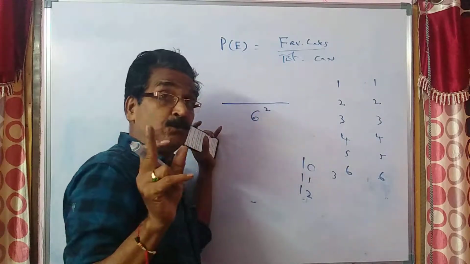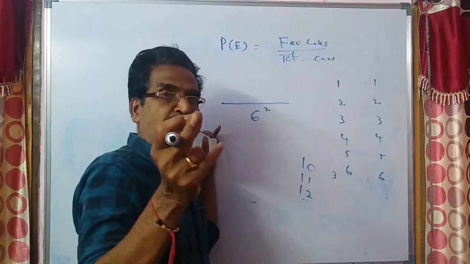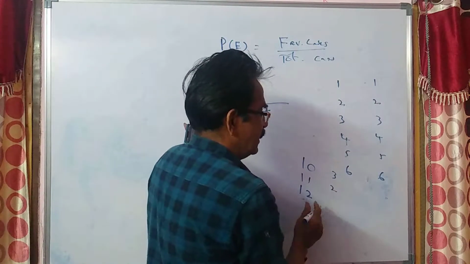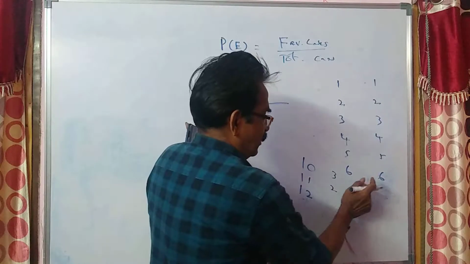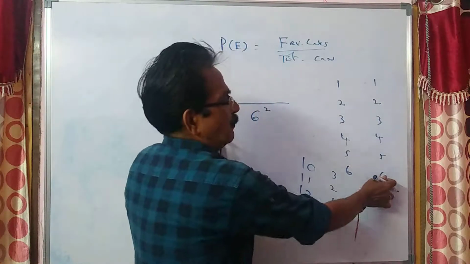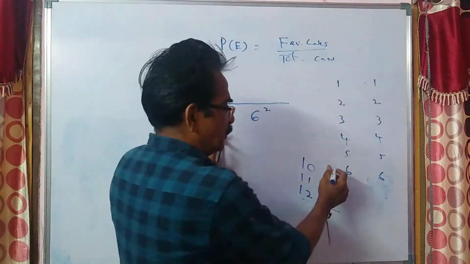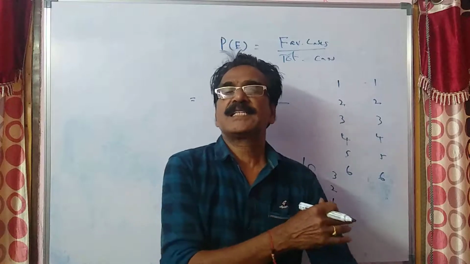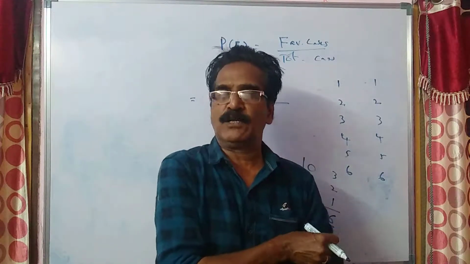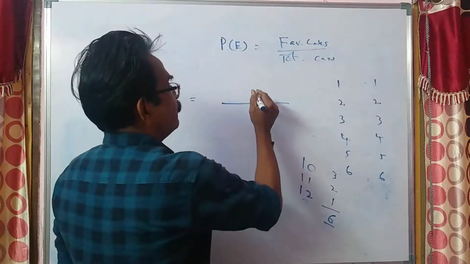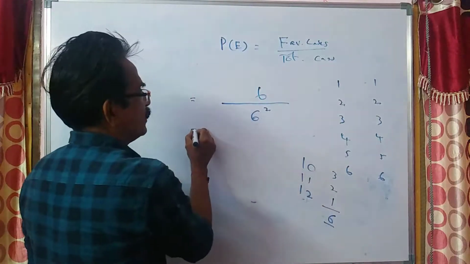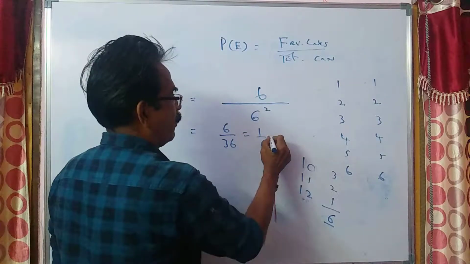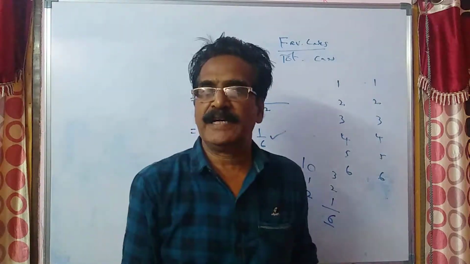And there are two cases where the sum on the two dice is 11: 5,6 and 6,5. Two cases. And there is only one case where the sum on the two dice is 12. So there are altogether 6 cases where the sum on the two dice is greater than or equal to 10. So 6 by 6 square, that is 6 by 36, which is 1 by 6. 1 by 6 is the required probability.